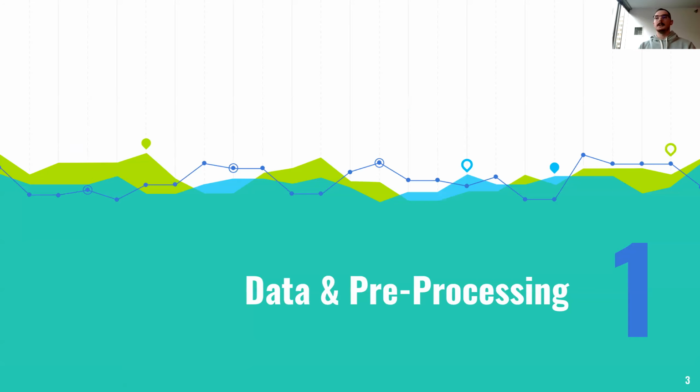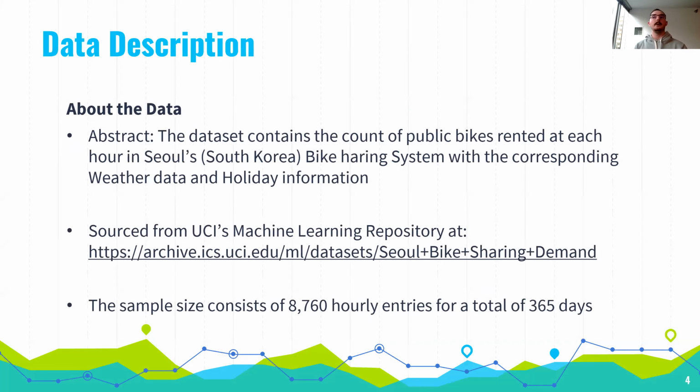So data and preprocessing. Abstract: the data set contains the count of public bikes rented at each hour in Seoul, which is South Korea's bike sharing system, with the corresponding weather data and holiday information. I sourced this data from UCI's machine learning repository at the following URL, and the sample size consists of 8,760 hourly entries for a total of 365 days, so that's a full calendar year.